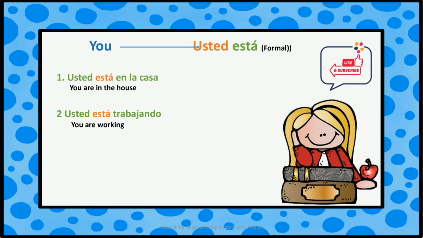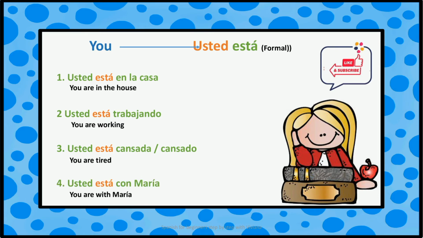Usted está trabajando. Usted está cansado or usted está cansada. Remember, the adjective or the feelings depend on the gender. Usted está cansada for a woman. You are tired. You use usted está cansada because you are talking about your feelings. Or usted está cansado for men. You use usted está cansado, you are tired, because you are talking about your feelings.